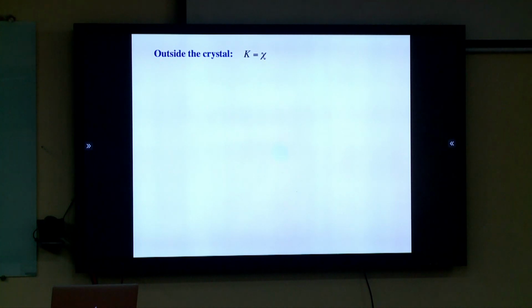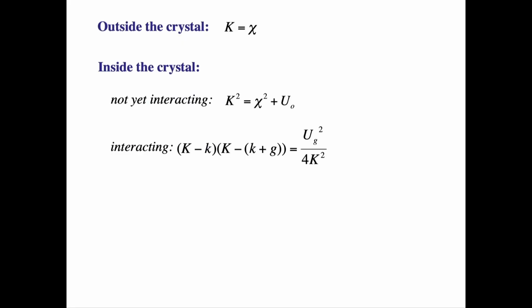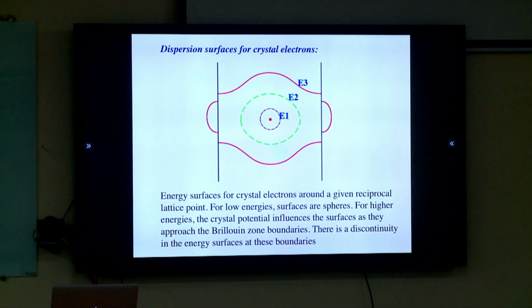And outside the crystal, K is equal to chi. Inside the crystal, not yet interacting, large K is chi squared plus the mean inner potential. And then when they're interacting with the crystal potential, which is when we get our small k's from our Bloch waves, then it looks like this. Right, so bear with this just for a minute. The quadratic therefore has 2 solutions. So each of those is a solution for little k, basically, so we have 2 Bloch waves. So we've gone through an approximation of the mathematics and ended up with 2 Bloch waves.